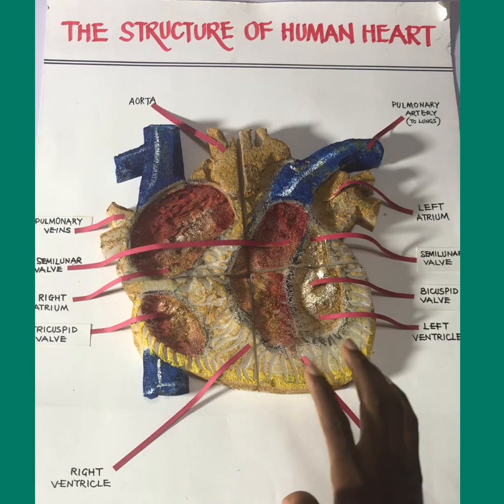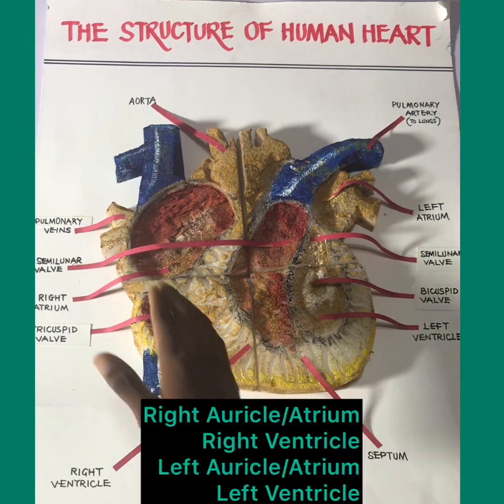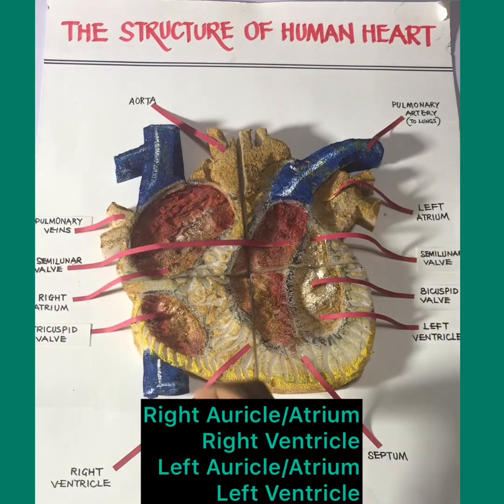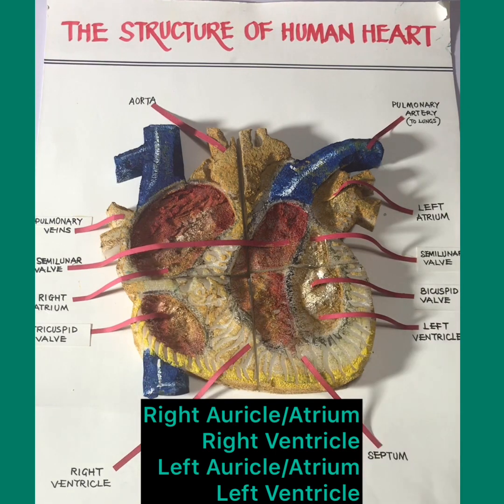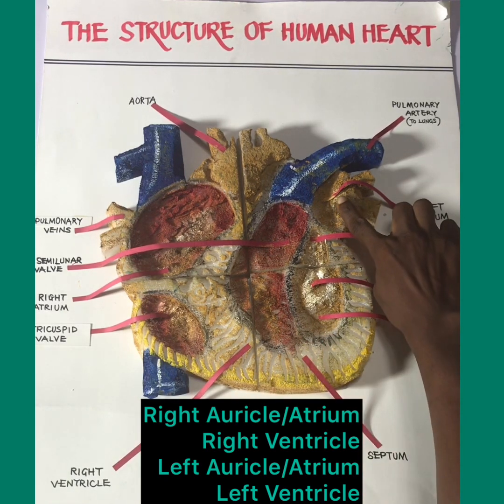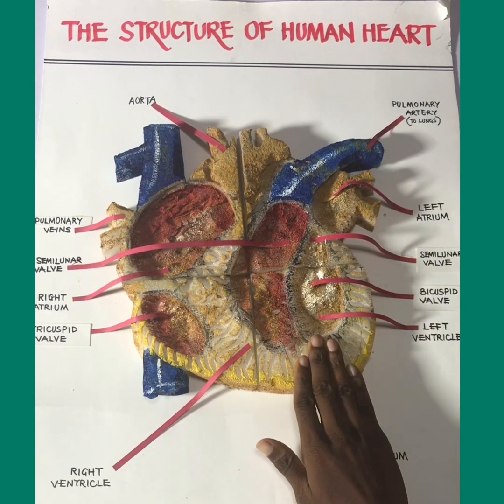So there are 4 chambers of the heart. We have what is called the right atrium, or right auricle, we have what is called the right ventricle, so we have this side. Then we also have what is called the left atrium, as you can see here, and we have what is called the left ventricle.